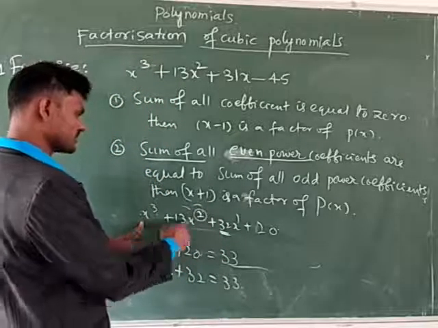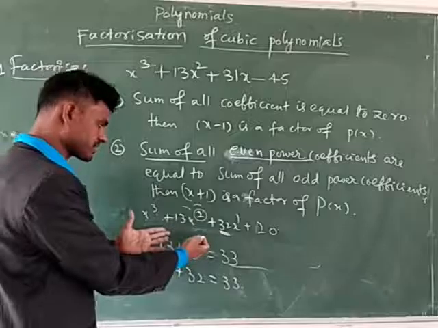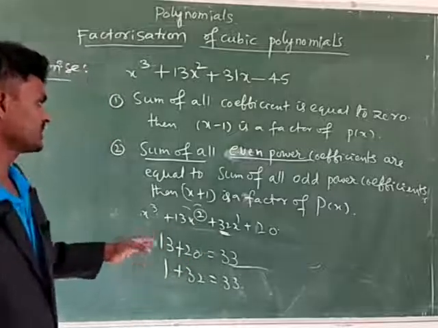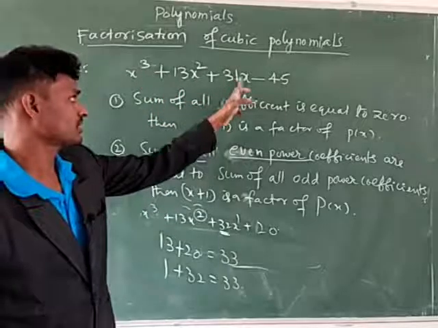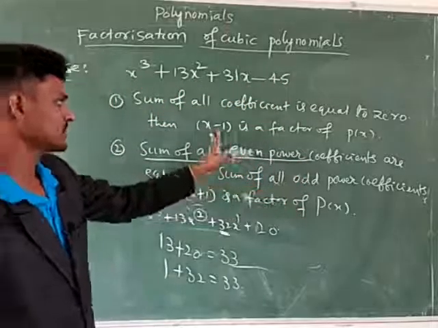If x is equal to minus 1 gives 0, then x plus 1 is a factor of this one. Understand each and everything easily. Here, the first one: if the sum of all coefficients is equal to 0, then x minus 1 is a factor.